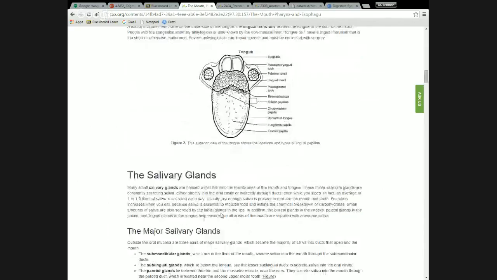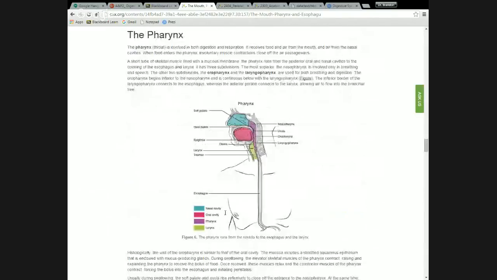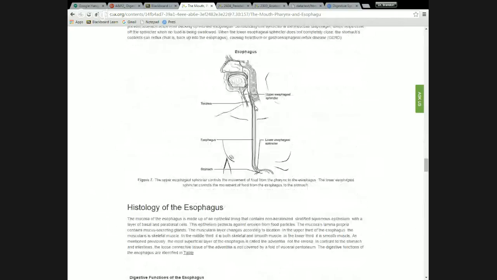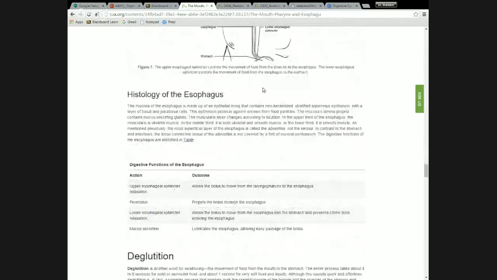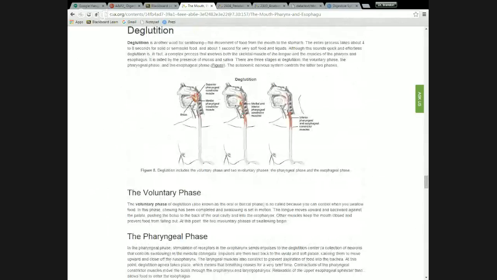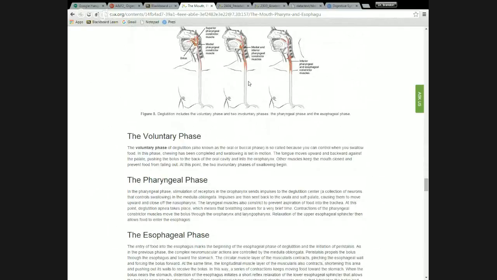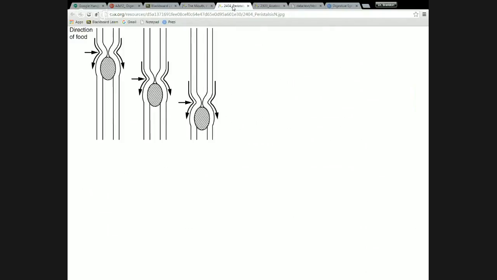And then the food will move on down the esophagus to the stomach. In the esophageal phase, what happens is the food gets pushed down through a process called peristalsis.